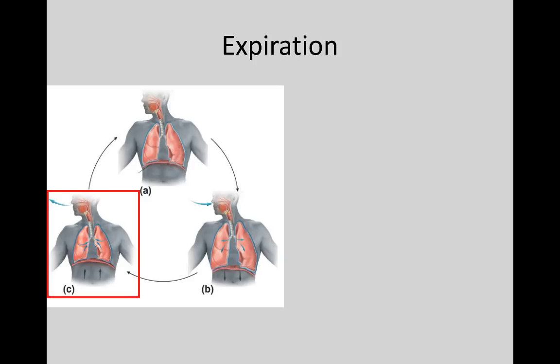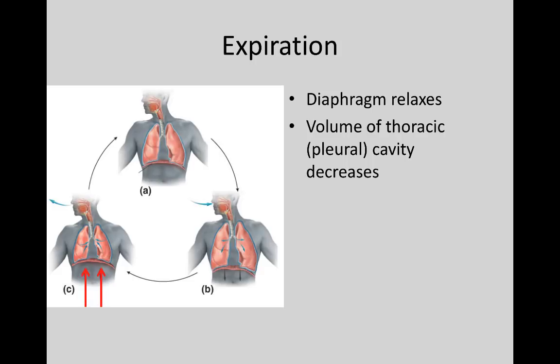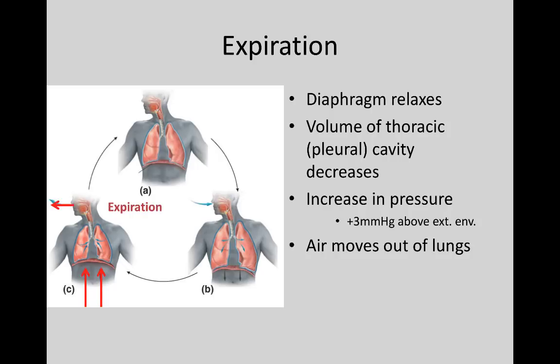During an expiration or exhalation, the opposite happens. The diaphragm relaxes and returns to its domed shape, decreasing the volume of the thoracic cavity, increasing the pressure slightly above the external environment, causing air to move out of the lungs.